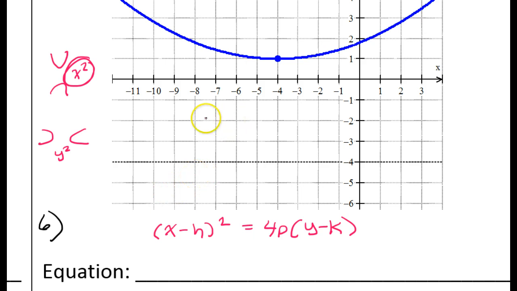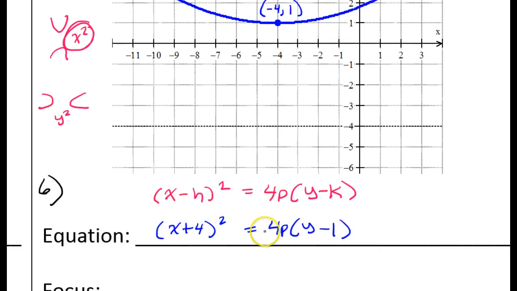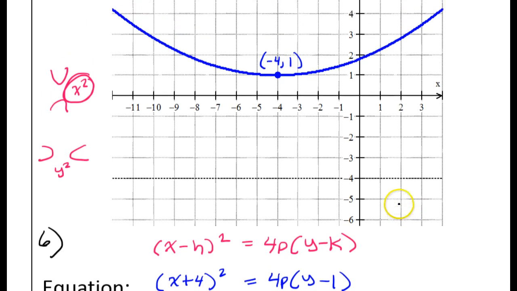This is the model that we use if it opens up or down. If we ever had a parabola that opened to the left or the right, we would put the y minus k squared instead, and the x minus h would be over here. Anyway, the h and the k are the coordinates of the vertex, as they always are. Notice that the coordinates of the vertex here are -4, 1. So I'm just going to do the opposite of these as I write the equation. So this will be x plus 4 squared, because of the -4, is equal to 4p times y minus 1. Now, I cannot leave this as 4p though. I need to figure out what the value of 4p is. And of course for that, I need to know what p is.